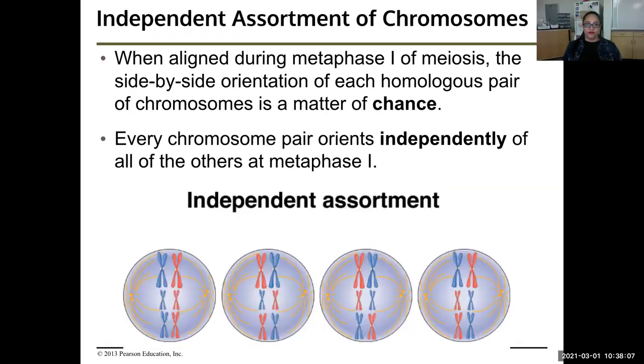Independent assortment. When aligned during metaphase 1, the side-by-side orientation of each homologous pair is a matter of chance. It is random. There is no way to predict it. There is no way to cause a certain combination. Every chromosome pair orients independently of all the others at metaphase 1. As long as they have the same structure, they're colored a certain way, just so you can see it, but they each have the same structure and they line up together.